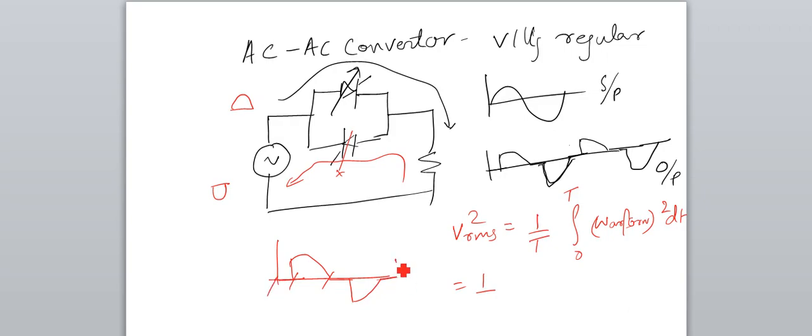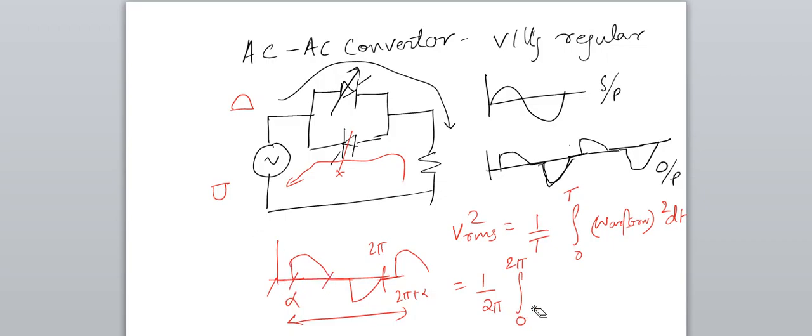Here 1 upon time period: you have to signify where it starts again. So this is alpha, this is 2 pi, and it again starts from 2 pi plus alpha. So the time period is 2 pi, and the integration is from 0 to 2 pi. Check the waveform: the waveform shape is sinusoidal here.